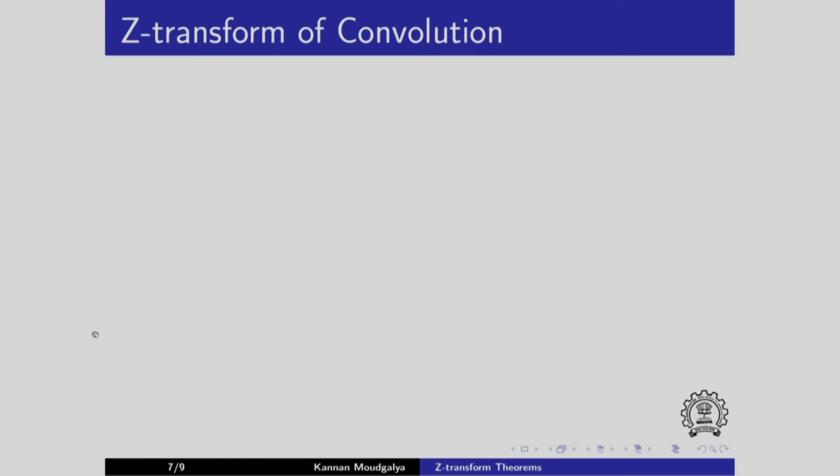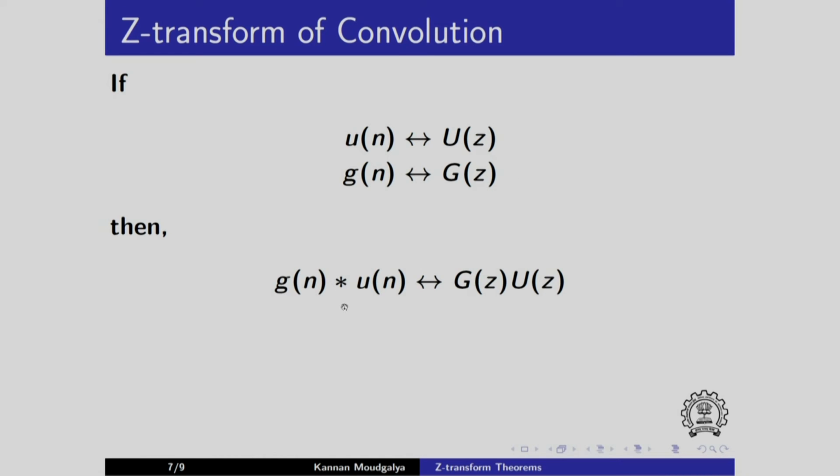We will next take up the Z transform of convolution. Suppose we have two sequences u n and g n with their corresponding Z transforms U z and G z. Then the convolution of these two will have the Z transform G z into U of z. Here you have to just multiply.